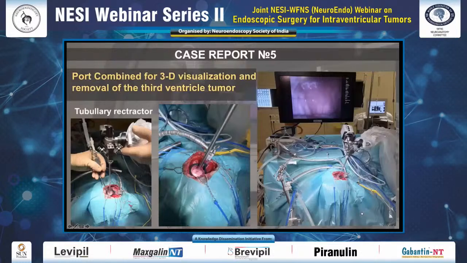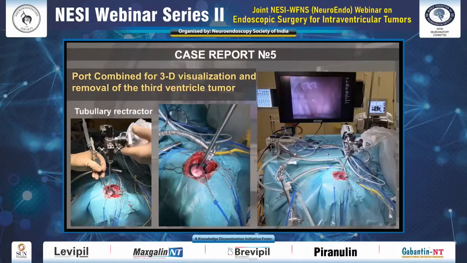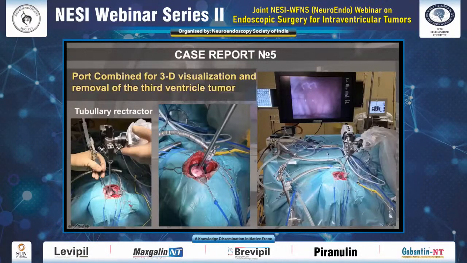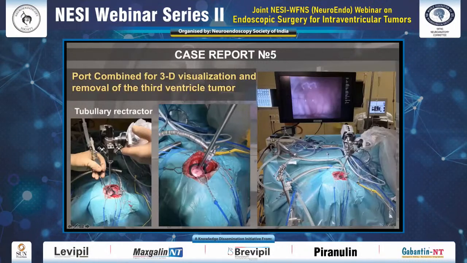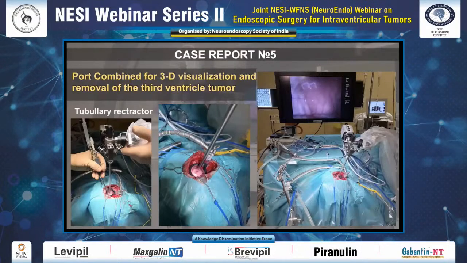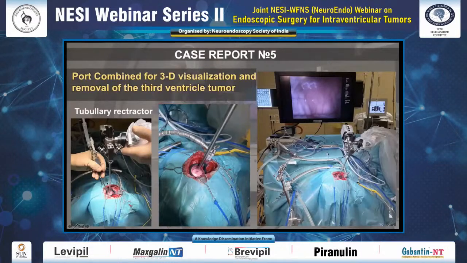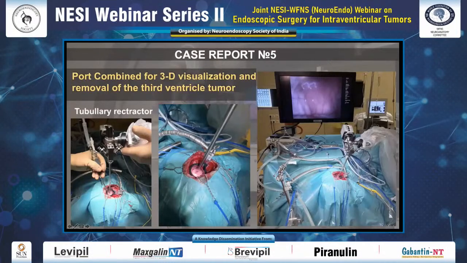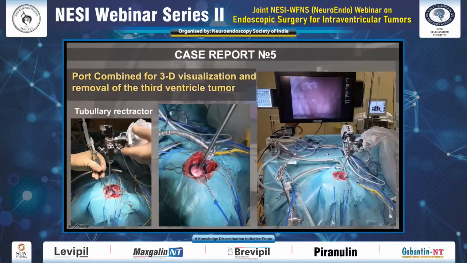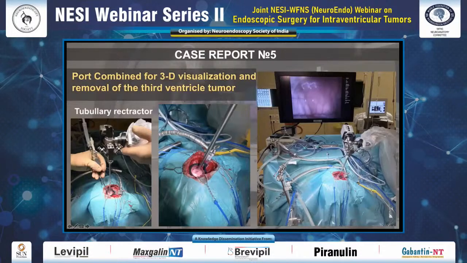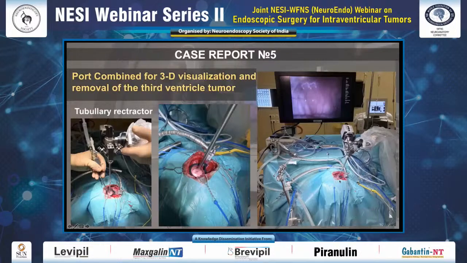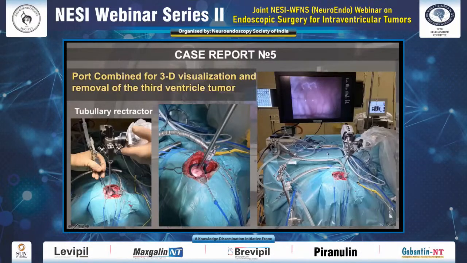Also combination. Now we start to use a combined approach, where we use a tubular retractor, like this big one, and through this retractor it's possible to use exoscope, endoscope, and instruments, and remove the tumor from inside. You see an example of using the 3D endoscope, for example, just for this kind of surgery, through this tubular retractor system.